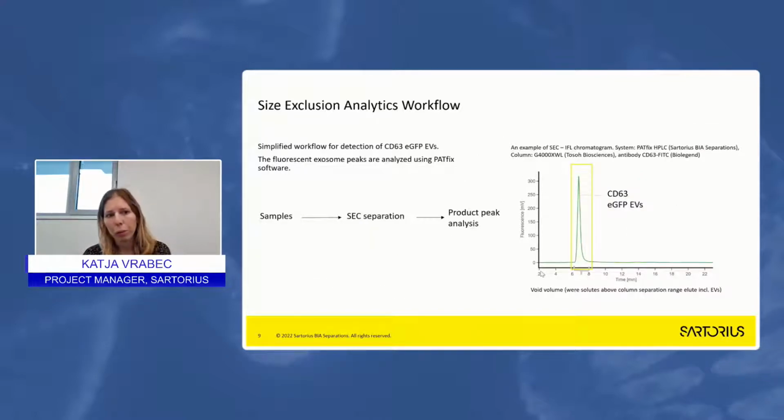In our experiments, we used EGFP labeled engineered exosomes. So for detection of these, we used a simplified workflow. The samples were simply separated on size exclusion, and the product peak was analyzed, as you can see on the chromatogram on the right.